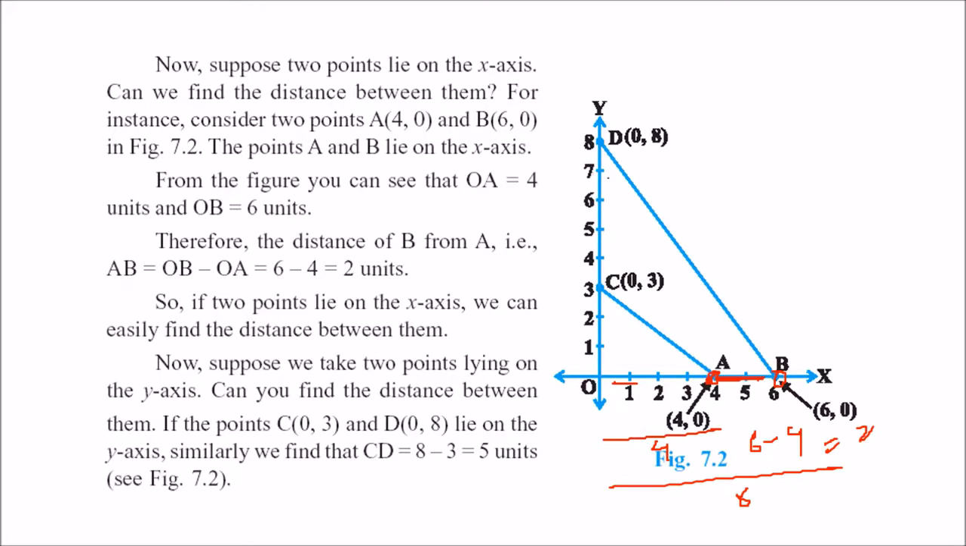How about this? The distance of D from the origin is 8, and the distance of C is 3 here. What is the difference? 8 minus 3, this is 5. So the distance between D and C is 5. If I tell you to find this distance, or say this distance, how are you going to go about this?